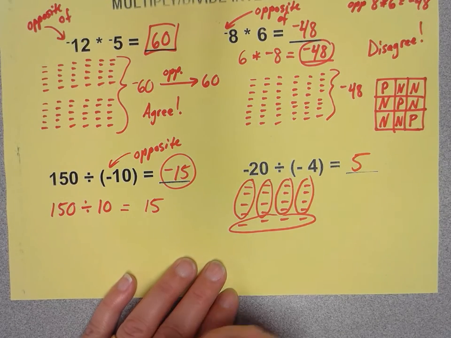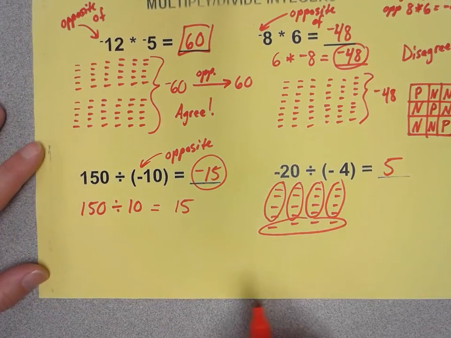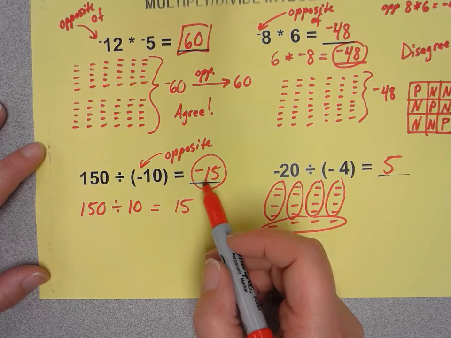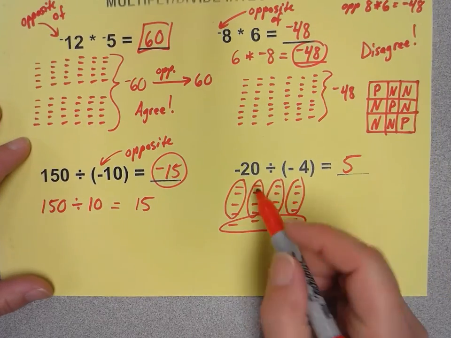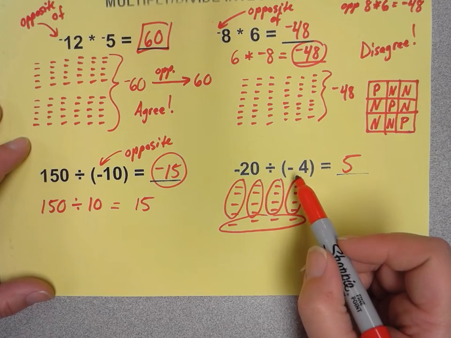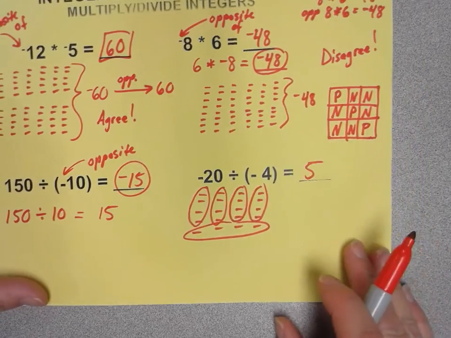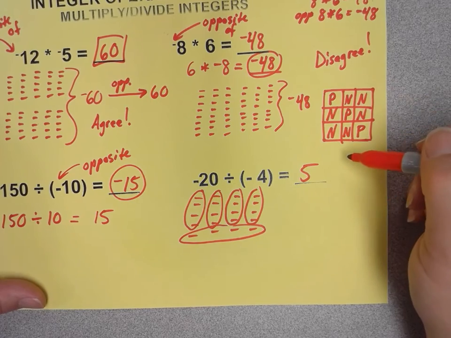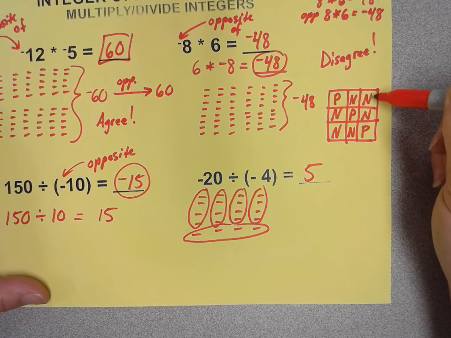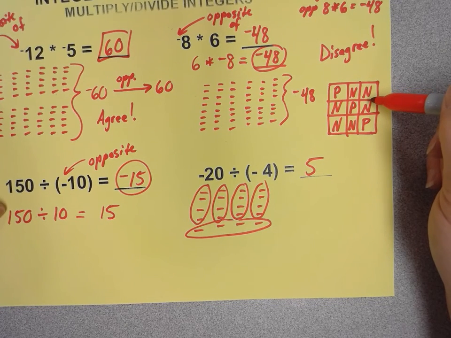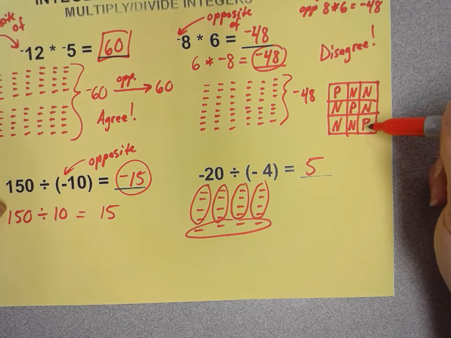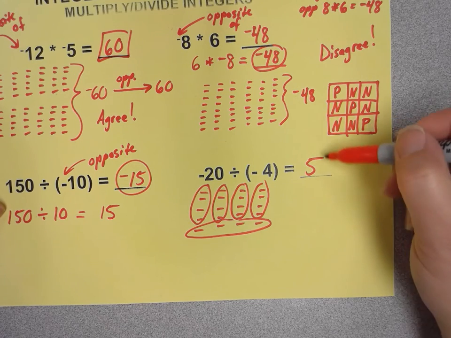This is interesting. So what do you notice? A positive divided by a negative, those signs don't get along. I get a negative answer. Oh look, a negative divided by a negative, I got a positive answer. Those signs got along. Does that work with this same table? When I had a positive divided by a negative, I got a negative. That's this first example over here. When I had a negative divided by a negative, I got a positive. That's that second example over here.